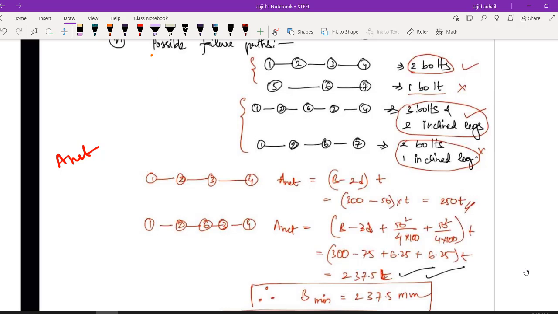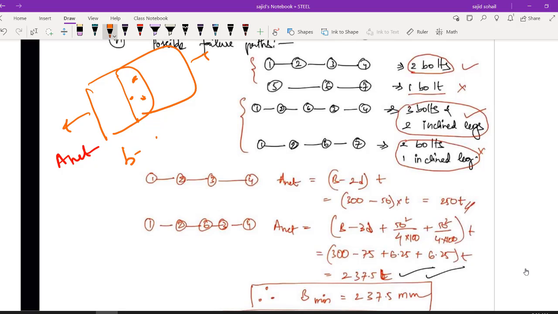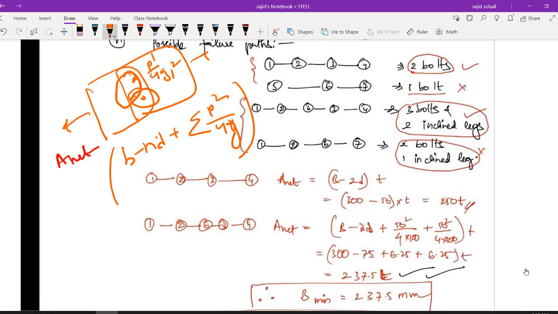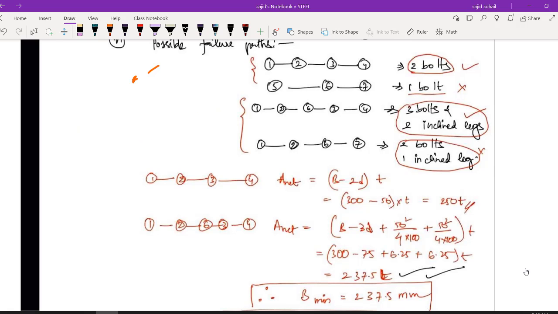But what if your bolts are staggered? What if you have a staggered bolt combination? So in this case, I have told you, you have to use p square by 4g formula, right? So same B minus nd plus sigma p square by 4g. Right, you have to use this one. So for this set you have to use p1 square by 4g1, and for next set again you have to use p2 square by 4g2. बस इतनी सी बात है, you will be getting your answer. ठीक है, so I hope you can do that.